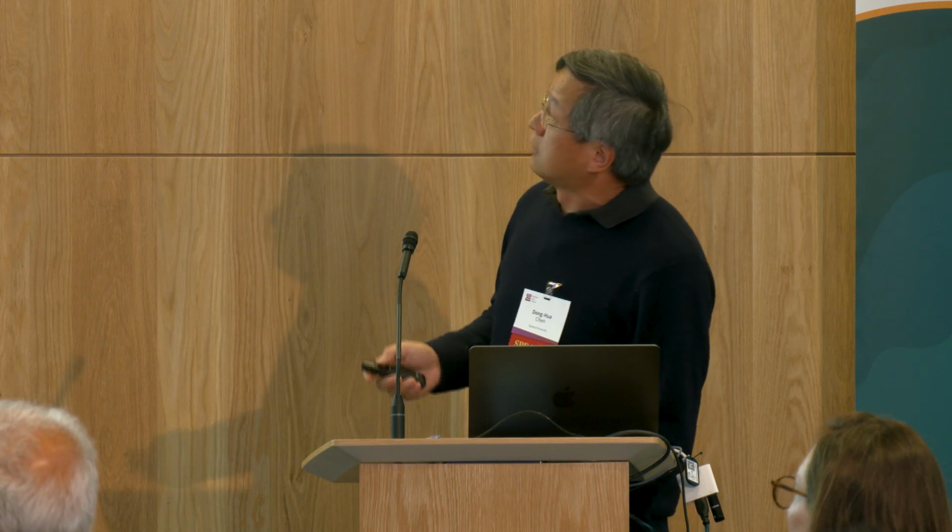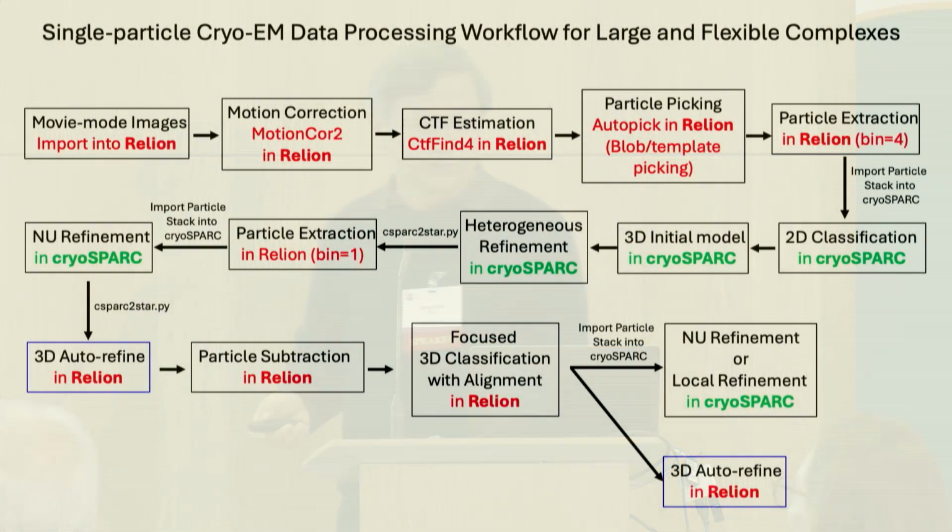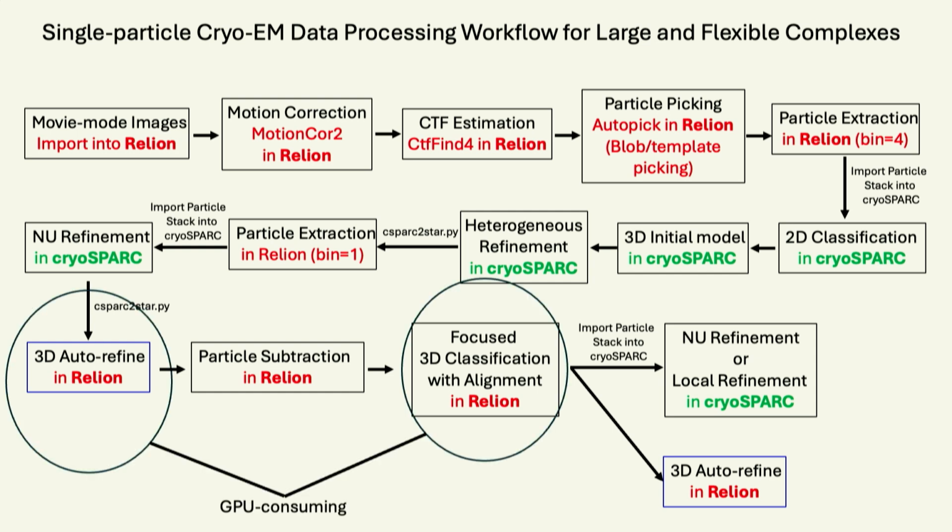So this shows the single particle cryo-EM data processing workflow we are using. There are many steps here, but basically I use RELION and CryoSPARC to process the data. Among these steps, two are very GPU consuming. One is the 3D auto-refine to reconstruct the three-dimensional map from millions of particles. The second one is the focused 3D classification for the flexible domain.